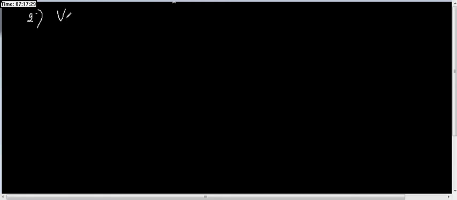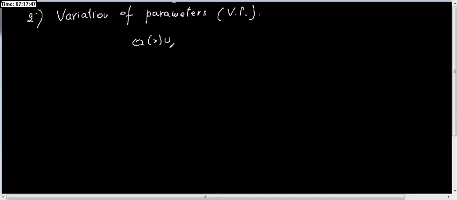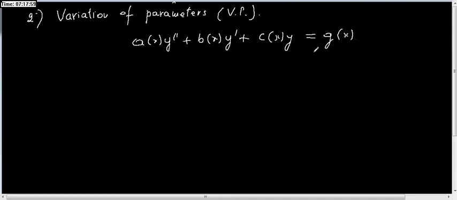So, variation of parameters, which we'll abbreviate VP. Now the situation is the following: we have a(x) y'' + b(x) y' + c(x) y = d(x). This time around, there's no restriction on d(x), and a, b, and c are not necessarily constant.